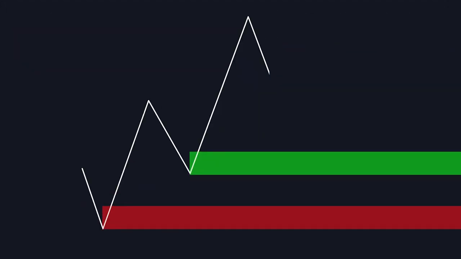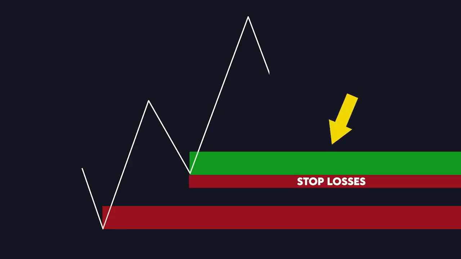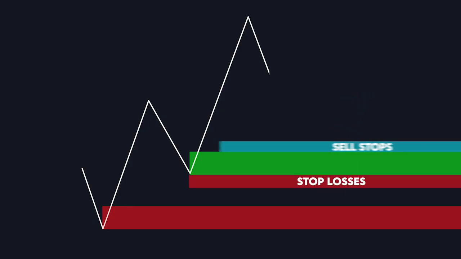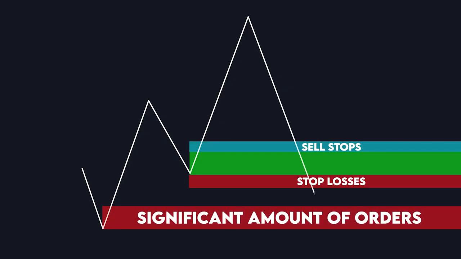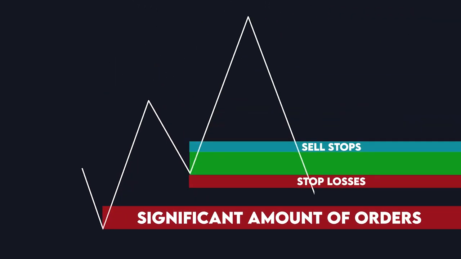So think of it like this: there are going to be stop losses right here from the buyers who want to enter in this zone. There will also be sell stops from sellers who are looking for a breakout trade right here. Then there will be a significant amount of orders in this zone from institutions. We know this is an institutional zone because the move started from this zone, and we all know prices are moved by big institutions, not retail traders.